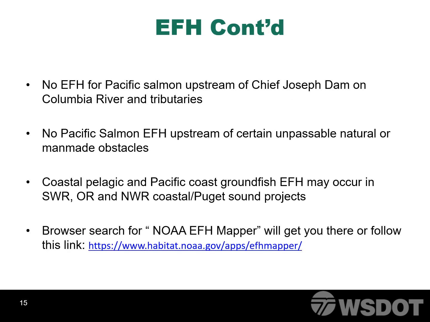In Washington state, there are some areas that do not contain EFH for Pacific salmon. There's no EFH upstream of Chief Joseph Dam on the Columbia River main stem. There's no Pacific salmon EFH in areas of either natural or other man-made obstacles. And as far as coastal pelagic and Pacific coast groundfish, EFH may occur in Southwest region, Olympic region, and Northwest region. A browser search for NOAA EFH mapper will get you there, and you can zoom into the area where your project occurs to determine if there may be EFH.